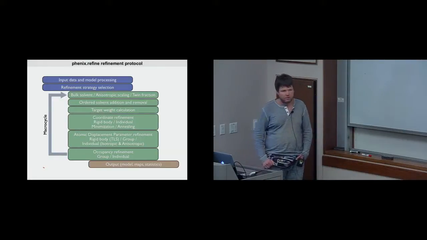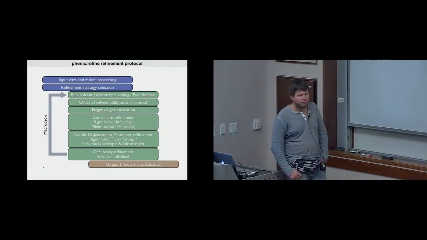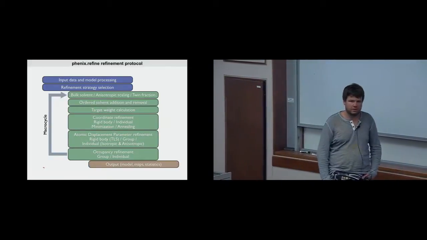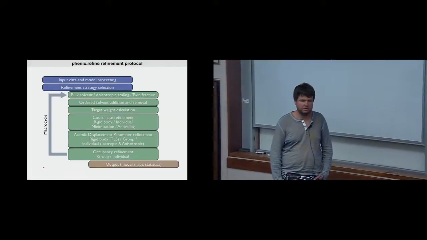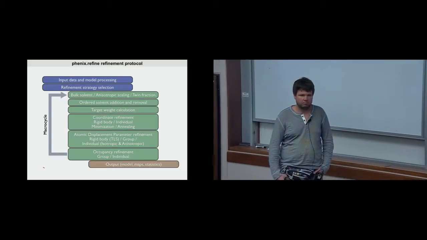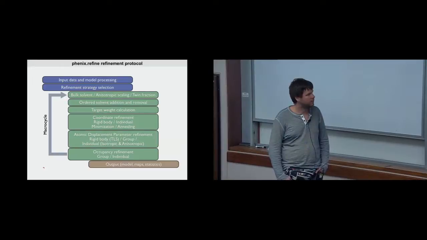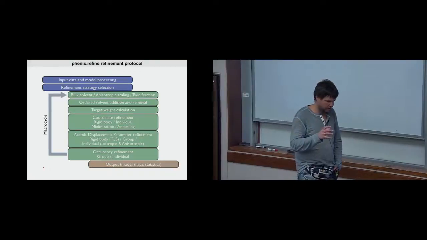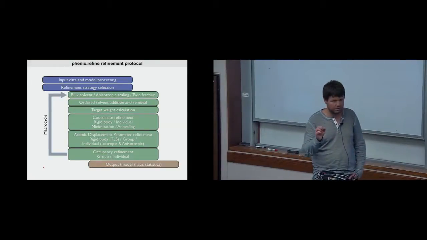How do you define ordered solvent? Ordered solvent is just water for now, but we can place various ions too if requested, like calcium. So what's the typical way of doing it? You refine your model. You got to the point when you're ready to model waters, right?